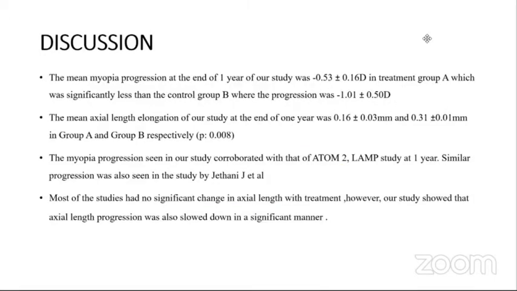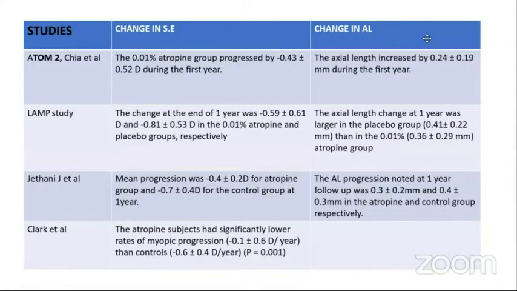This finding of ours also corroborated with the ATOM2 and LAMP studies at 1 year, and similar progression was also noted by Jitani et al. But an interesting thing here is that in our study, the axial length also showed a marked decrease in the progression, as compared to the other studies where only spherical equivalent was reduced. These are the other studies.